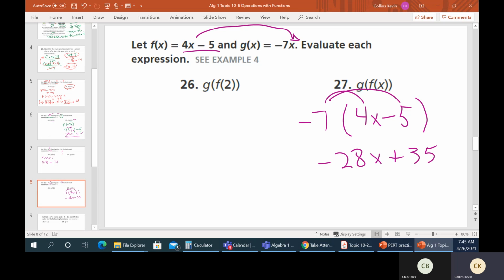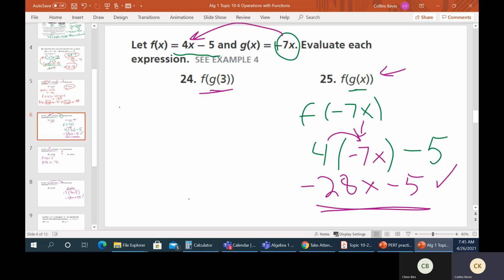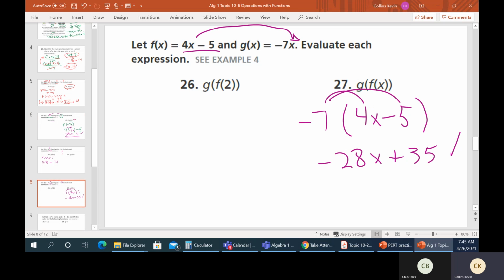So that's our guy. And as we notice, we pop back here for a second. When we did it the other way around, we got minus 28x minus 5. Here we got minus 28x plus 35. So they're kind of close, but they're not the same, are they? So good call on that one. They do end up being different. Okay.